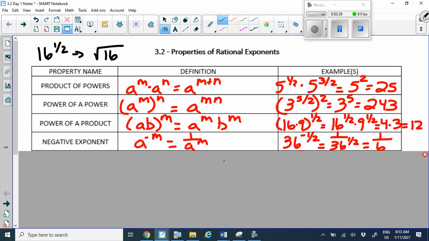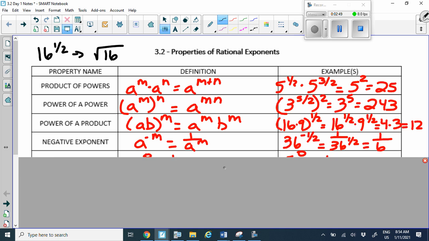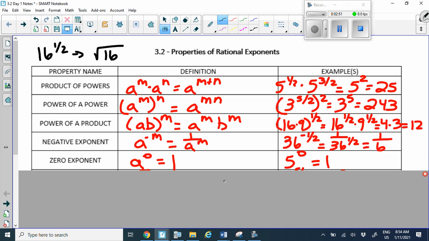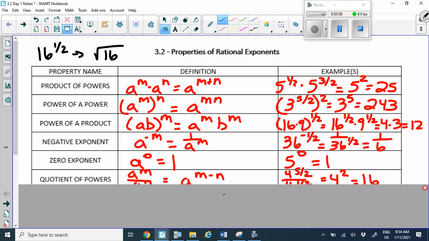Okay, negative exponent. So don't forget, anytime you have a negative exponent, you need to move it. So if it's already in the numerator, move it to the denominator, and vice versa. So we have 36 to the negative 1/2. So we have 1 over 36 to the 1/2. Remember, 1/2 represents a square root. So the square root of 36 is 6. So we have 1/6. And then the zero exponent property, anytime we have an exponent that is 0, it just equals 1. So take any number, take it to the 0 power, it's 1.